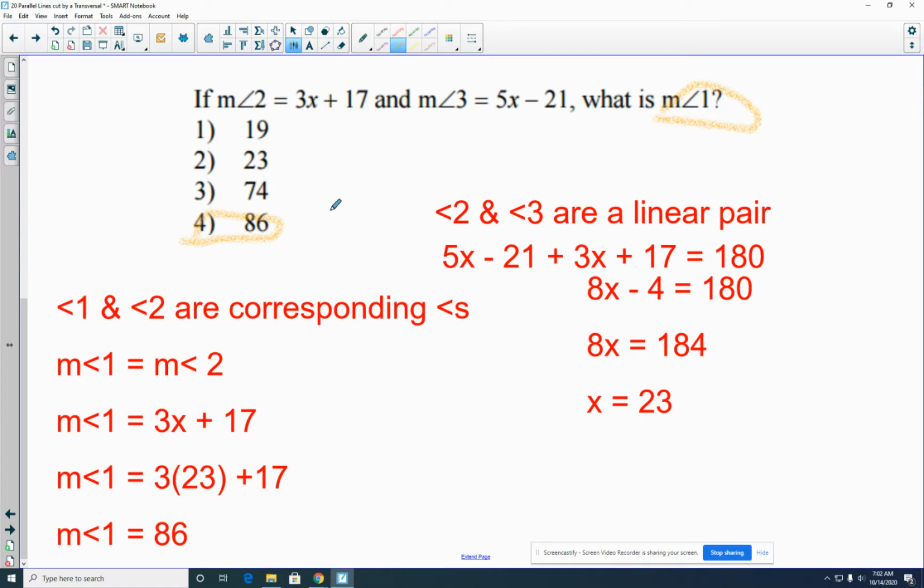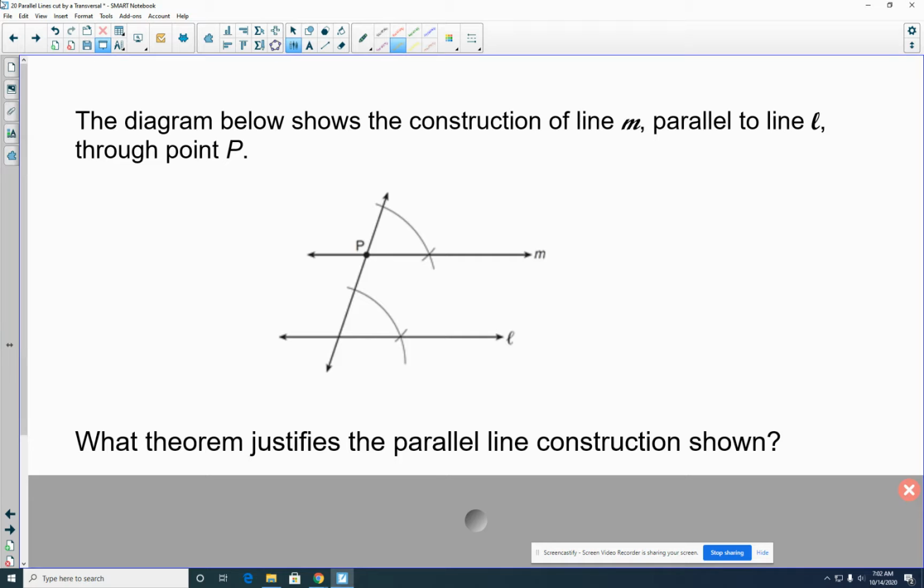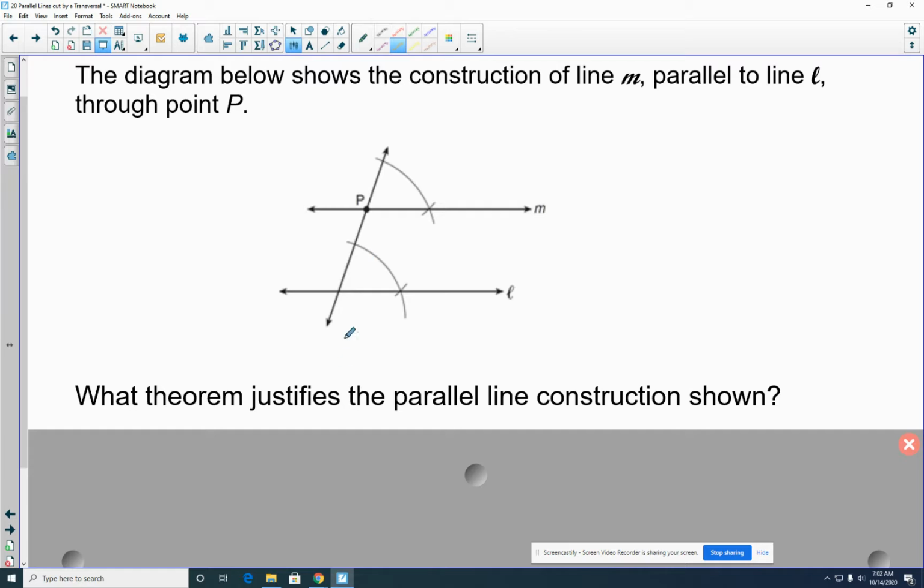Okay? All right. Moving on to the last question, which is this one right here. It says the diagram below shows the construction of line M. So this line is somehow being constructed. And it's parallel to line L through point P. What theorem justifies the parallel line construction shown? So first, what construction is this? If you look at what's happening here, it looks like they are copying an angle.